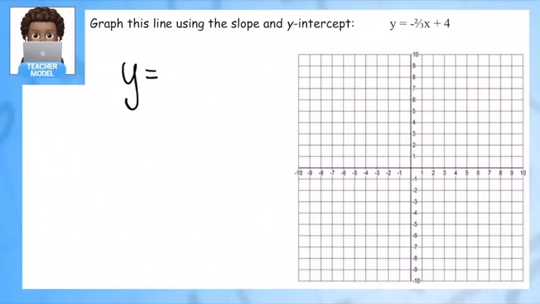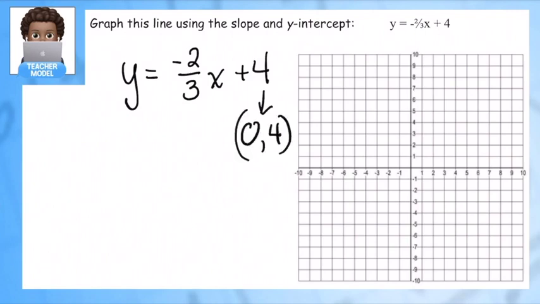Let's try with this equation. Again, it's written in slope-intercept form. So my slope is negative 2/3 x, and I have a plus 4. So I already know my intercept, my first point, is (0, 4).